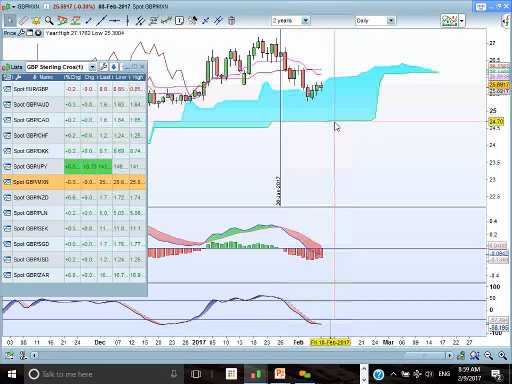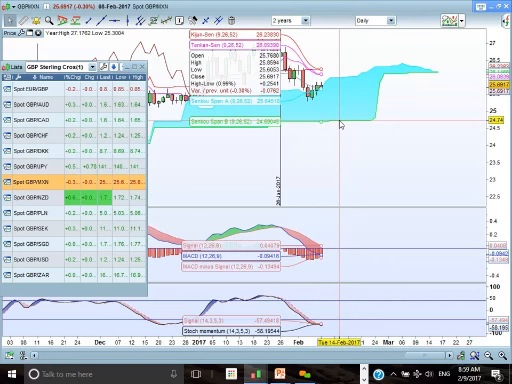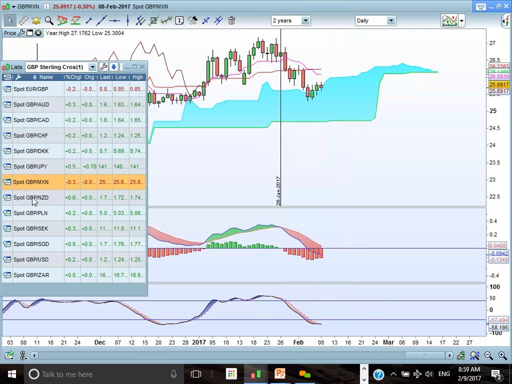Sterling Mexican peso, also looking for support at the top end of the cloud here. If support fails here, we're looking at the next level, 24.74, as the next key level of support. Watch out for the cloud twist here. We need to see if it's going to turn to a downtrend.